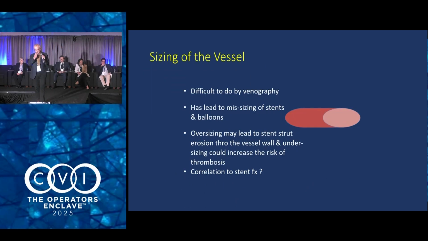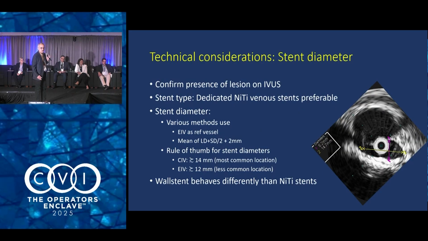Now, how do you size it? Let's say we want to do this. A venogram is difficult to do because the venograms are usually done in the AP projection, and the veins are elliptical and compressed. So what size should we be using? Oversizing is bad, undersizing is even worse. So keep that in mind as we go forward. Obviously, we use nowadays intravascular ultrasound, and they're sophisticated enough that they can give you the diameter also. Keep that in mind.